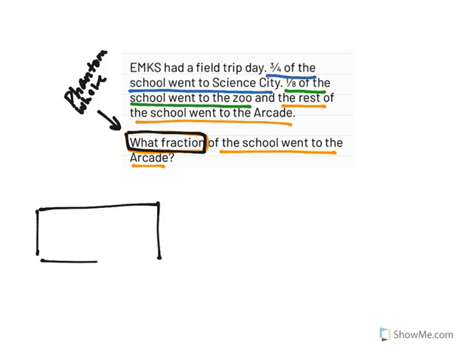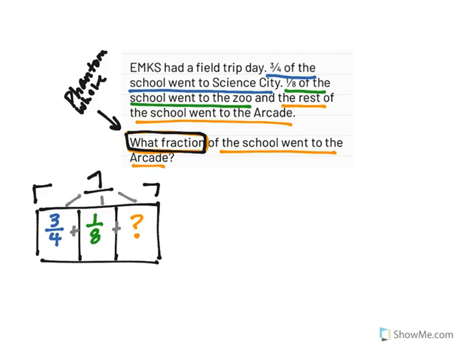So let's say this model here represents my whole school. We don't know how many students there were, so we're representing the school as one whole, or a phantom whole. And there were 3 different field trips. 3/4 of the students went to Science City. 1/8 of those students went to the zoo. And an unknown number of them went to the arcade. Now, in this model, when we add all these values up, 3/4 plus 1/8 plus something, they're all going to total or equal up to 1.